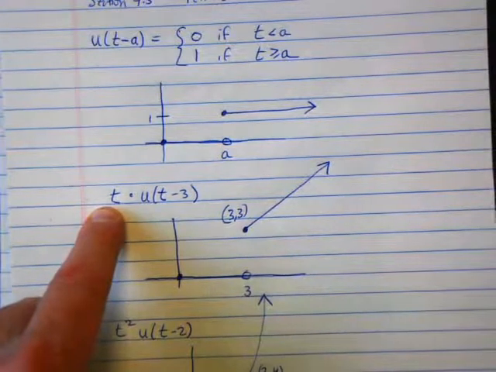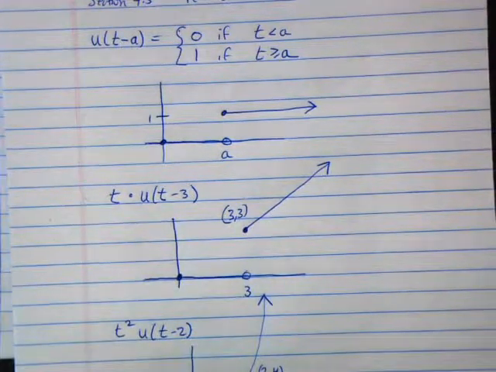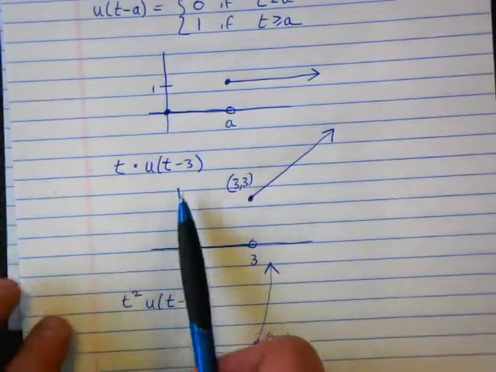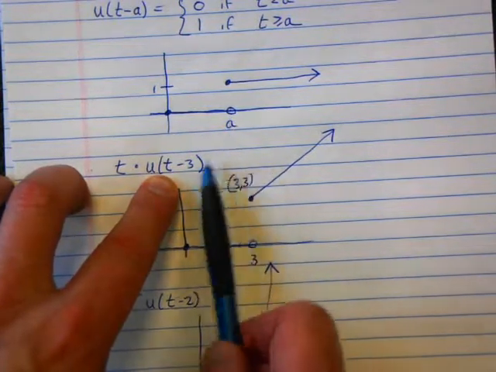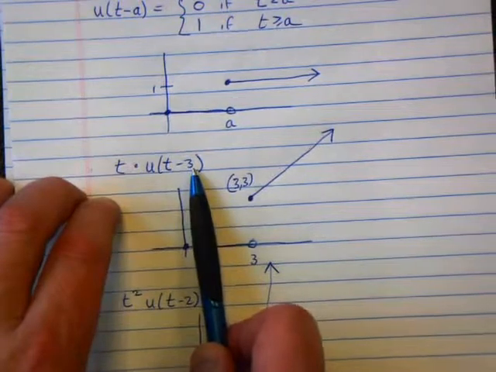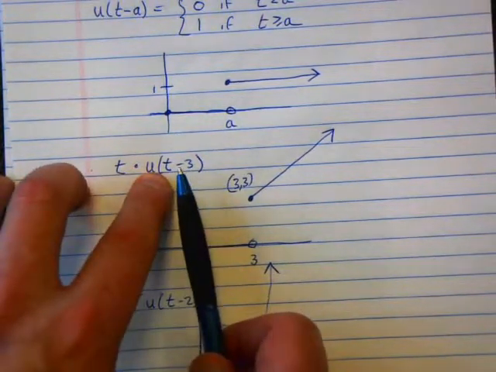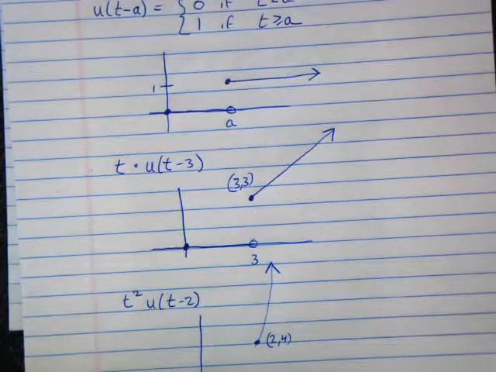3 minus 3 is 0. But remember, this function is 0 until you get to the point 3. Once you hit 3, this function is the number 1. 3 minus 3 is 0, I agree. Okay. But u of 0 is the number 1. Correct. Seth? Can we have a be a function?